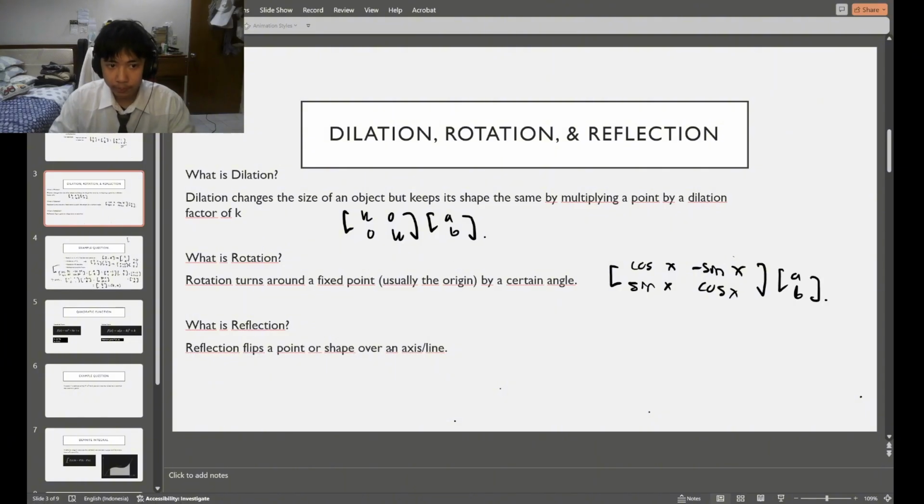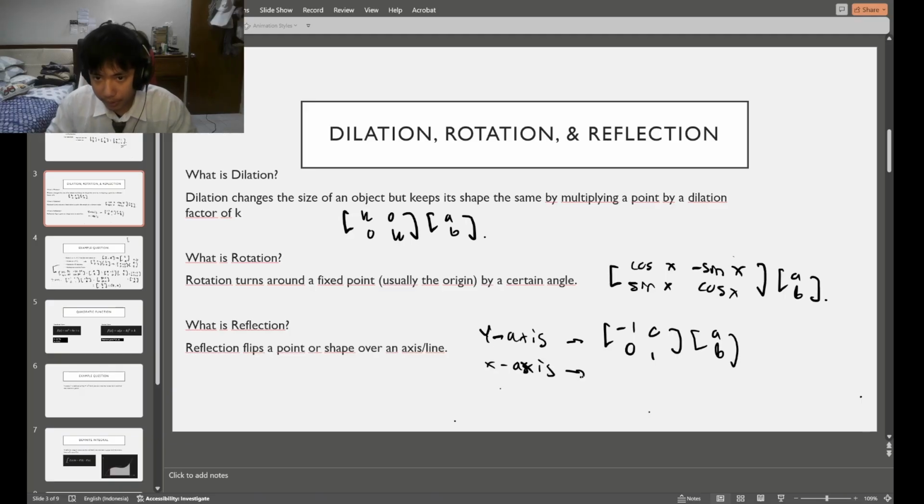So what is reflection? Reflection flips a point or a shape over an axis or a slash line. I would just present two today. The y-axis, which is minus 1, 0, 0, 1, multiplied by a and b. And the x-axis, which is the reverse form of the formula, which is 1, 0, 0, minus 1, multiplied by a and b.